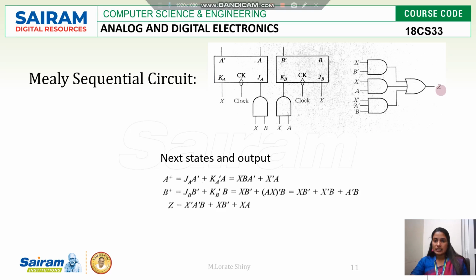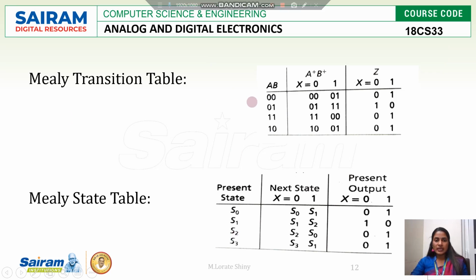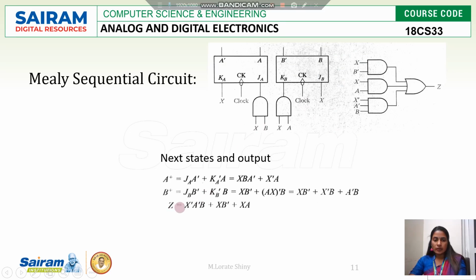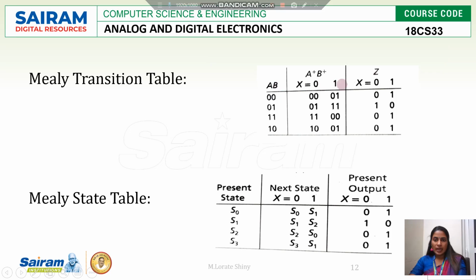Then Z is equal to X and B bar, X and A, X bar A bar B bar, all together with the OR gate. So you will get this equation. Then we write the Mealy transition table. In these equations you substitute the values of A and B. For X is equal to 0 you get A plus B plus, and for X is equal to 1 you get A plus B plus. Z also you get by substituting all these values. Then you have to convert this into a state table.